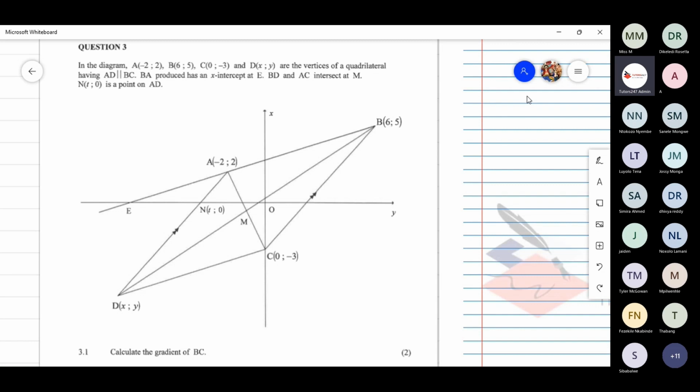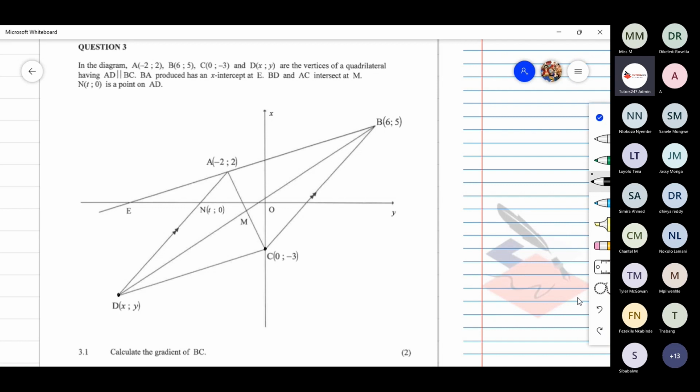Okay, so let us take a moment to look at our graph. We can see that AD and BC are parallel. It was stated in the information. We can see that we have x-intercepts at E, N, and this point on the right that is not given. We can see that C is a y-intercept, and we can see that D does not have a coordinate.